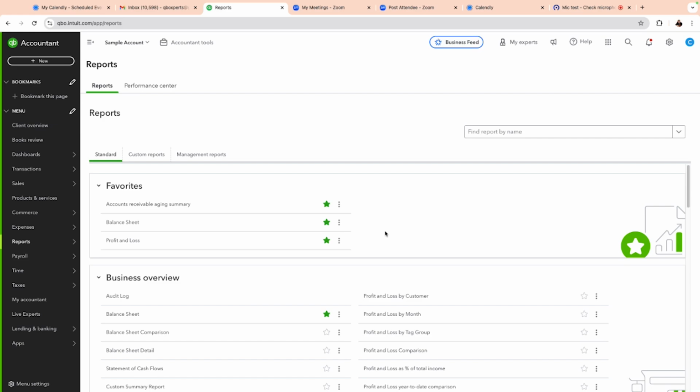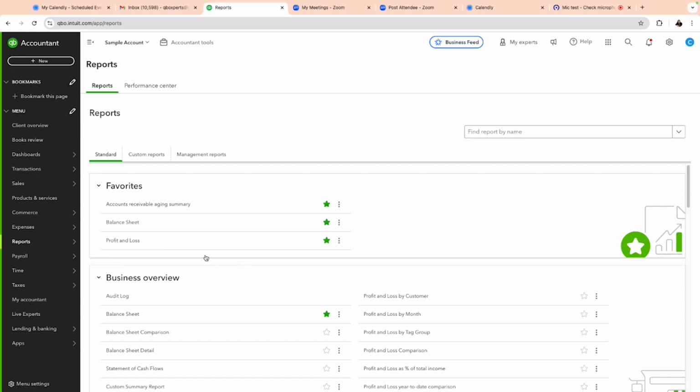There are different kinds of profit and loss in QuickBooks Online. There's the standard profit and loss that's going to show you all your income and expenses and your net profit. We also have profit and loss by tag group if you do use tags. And we have profit and loss by percentage of total income, which I use quite a bit. You can do it by month, but you can also change it on the standard profit and loss, and I'll show you how to do that.